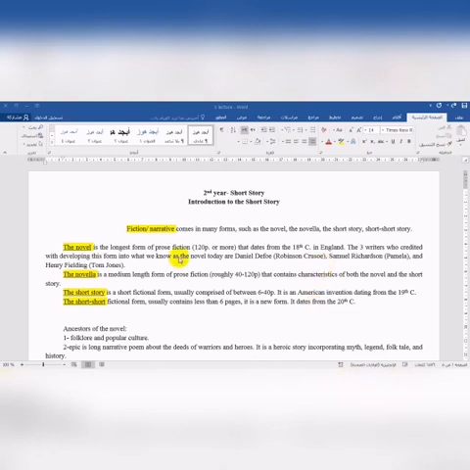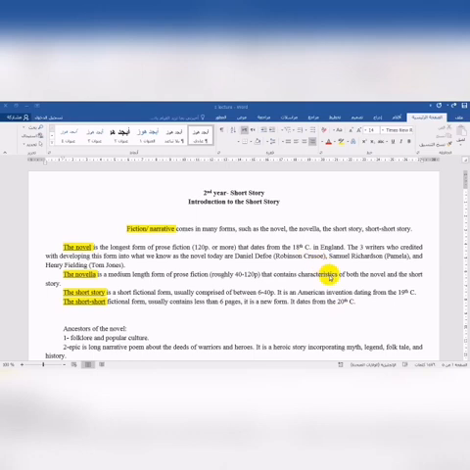In England, the novel appeared in the 18th century. The novella appeared in England in the 14th century, and I want you to focus on this, in the 14th century, and I mention this later on. Short story, it is new, 19th century. Short story, it is the 20th century. So what do we have here?